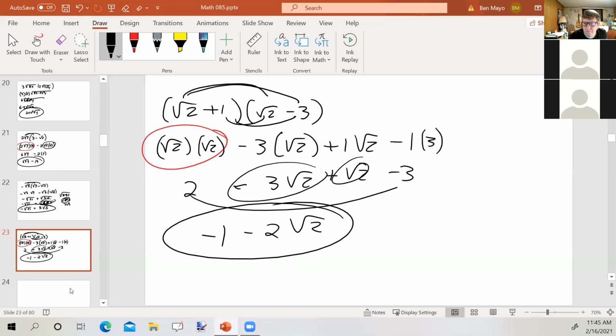We good to go on? Where do you get the -2? So you have -1, -2, and then square root of 2. But where do you get that -2? So where did I get this from? From right here and the +1 there. Okay, all righty?